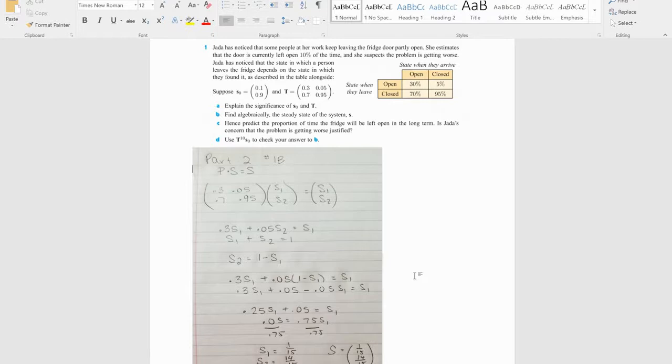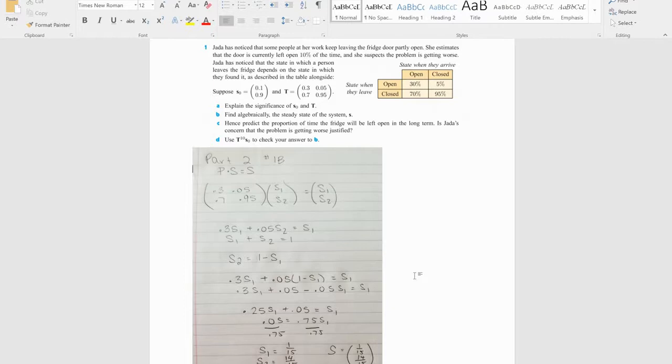Our T, the transition matrix that we're given, I used P because I was thinking probability matrix, but it's a transition matrix, so it's T. So it's 0.3, 0.05, 0.7, 0.95, and that's given in the problem. Then we're going to multiply that by S1 and S2 and set it equal to S1 and S2.